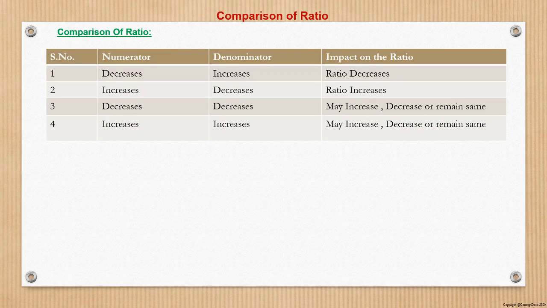Now we'll stop these properties for a while and look at how we compare different ratios, which ratio is larger and which is smaller. As we know, a ratio is nothing but a fraction, right? Suppose you start with a ratio a by b, and see two things: a is the numerator, b is the denominator.